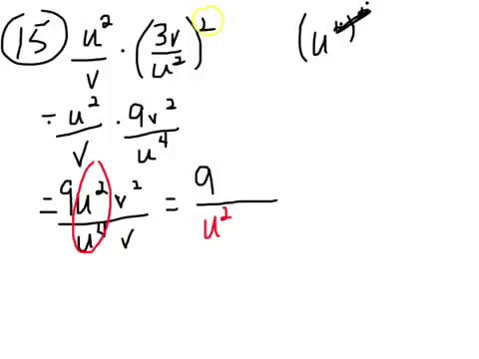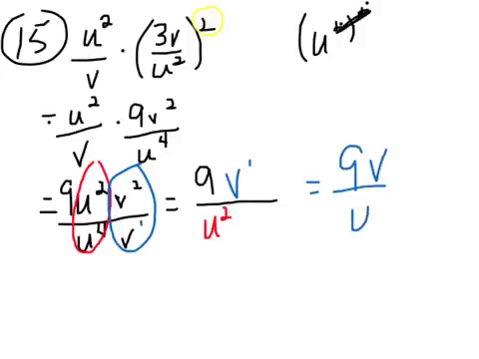Again, if you write that out the long way, you would see that there would be 2 u's left on the bottom. All right, v squared over v. Well, there's a 1 on that v on the bottom, so I can subtract my exponents. 2 minus 1 is 1, and where were there more of them? On the top, so the v to the 1, which is just really a v, goes on the top. And I would write my answer as 9v over u squared.